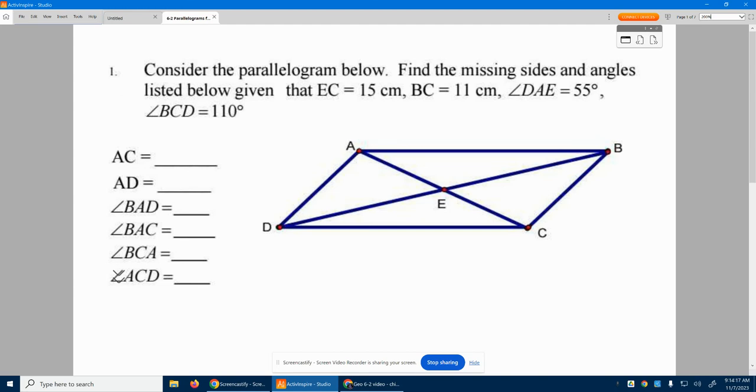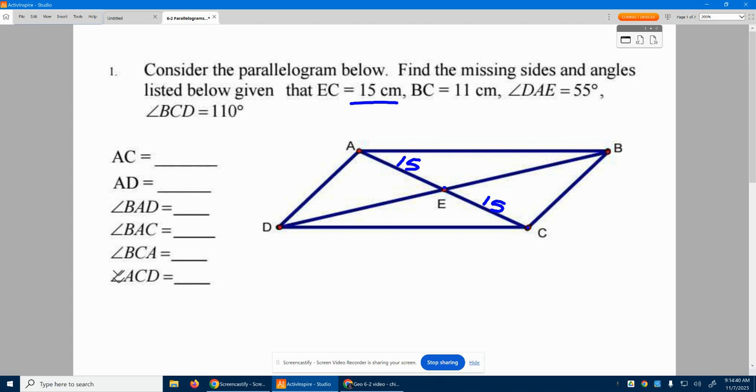All right, so it gives us a parallelogram and it wants us to find the missing sides and angles listed below. It tells us EC is 15. So E to C, this guy is 15. If he's 15 and this is a parallelogram, remember the diagonals bisect one another. So if he's 15, this A to E has to be 15. That has to be 15.